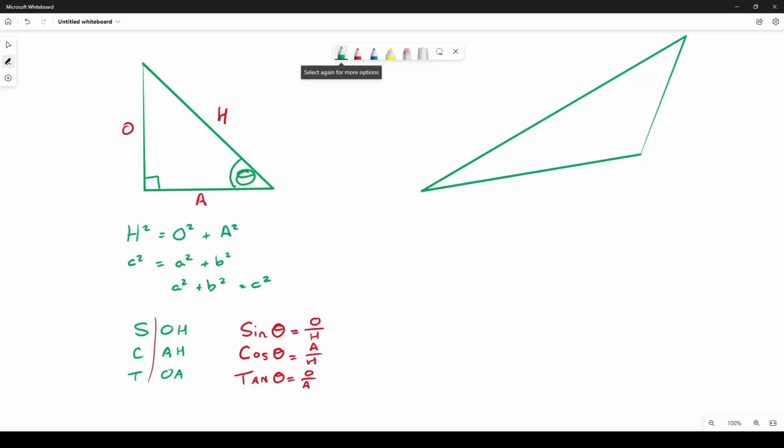Yeah. So is there anything else I wanted to say about the right angle triangle? I'll go through an example of one of these in a few minutes, but I just kind of want to get all the basics out.